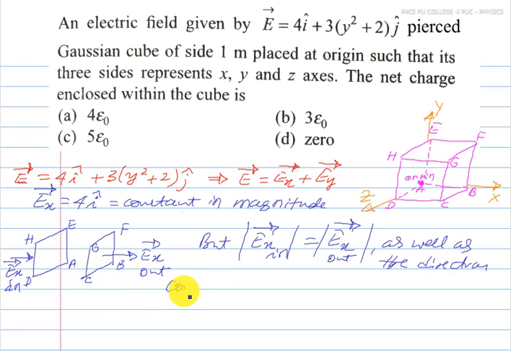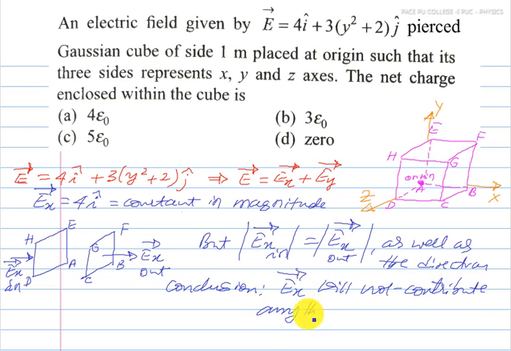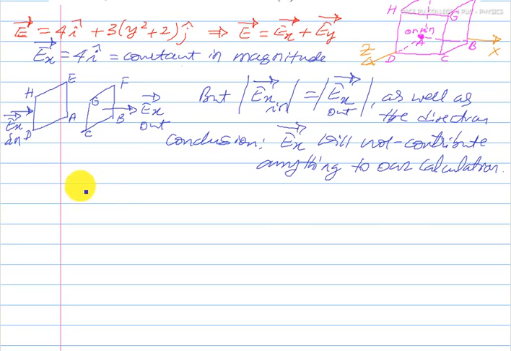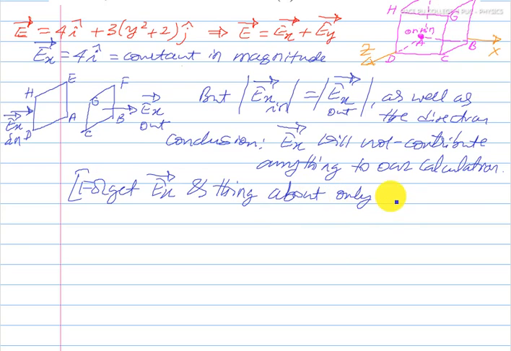So the conclusion I can draw is that Ex will not contribute anything to our calculation. So forget Ex, and think about only Ey.